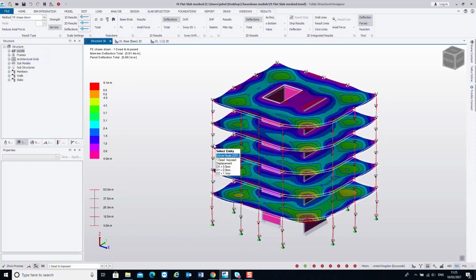If we now review the FE Chasedown results, we can see that we have the moments within our slab items for a gravity-only condition, neglecting the effect of the lateral motion within the model. These results can then be used to design the slabs for a similar gravity-only condition that would be used for our traditional floor plate analysis.